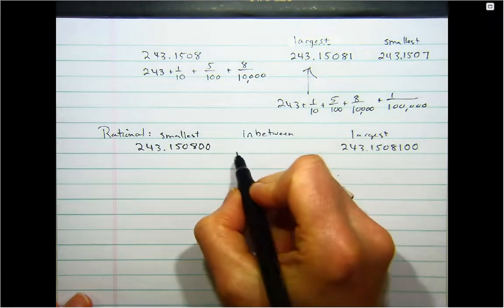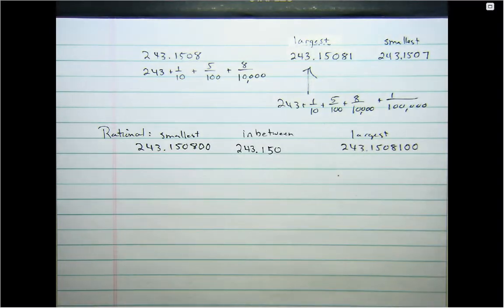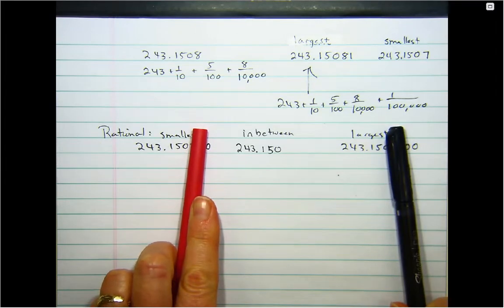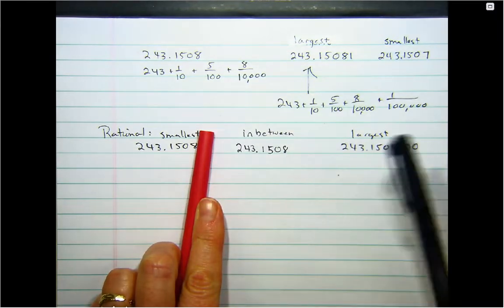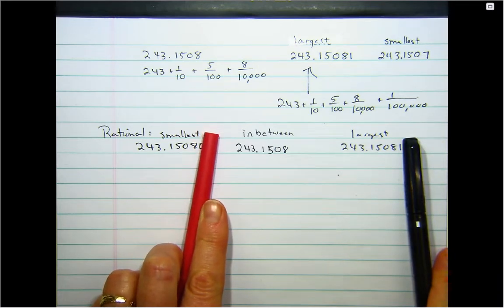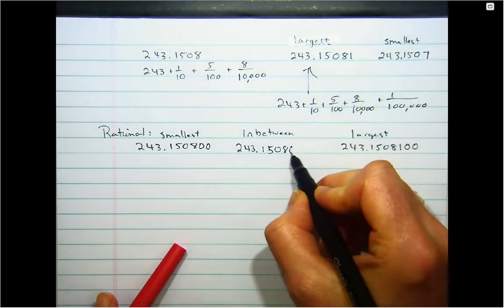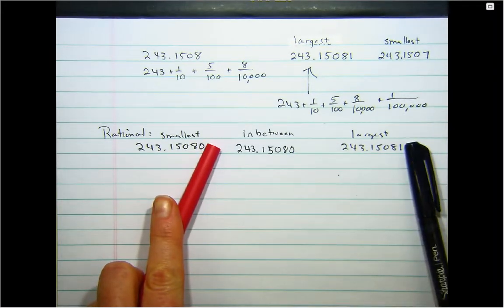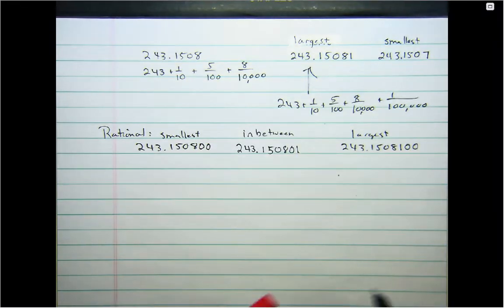Okay, let's work on this together. So we have 243.150. So it's the same up to here, right? And now I want to be bigger than this one on the left, so I have to have an 8 there to get a little bigger. But I have to be smaller than this one on the right that has a 1 right there. So I need to be smaller than that, so I'm going to put another decimal place that's a 0. So far I'm still the same as the one on the left. And I'm smaller than this one on the right. But now if I put my next decimal place down as whatever I want, then I'm in between.